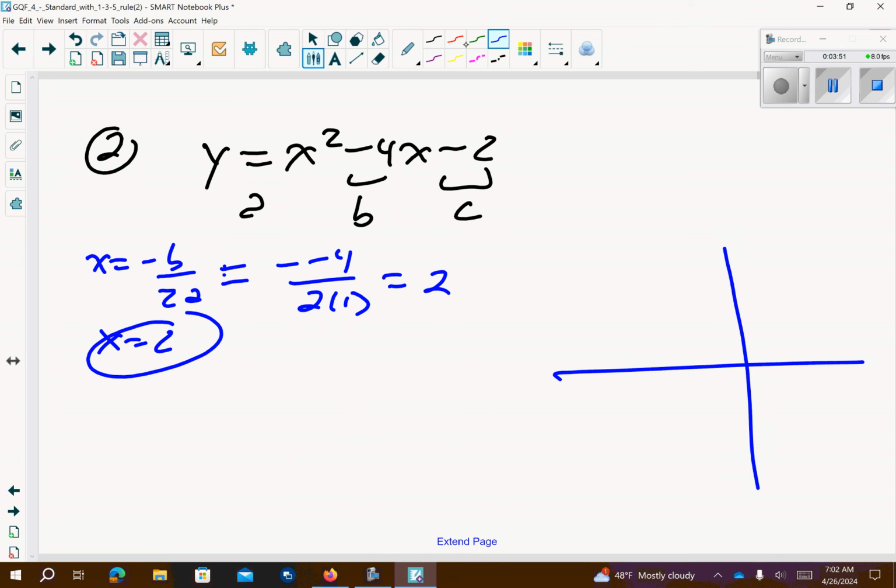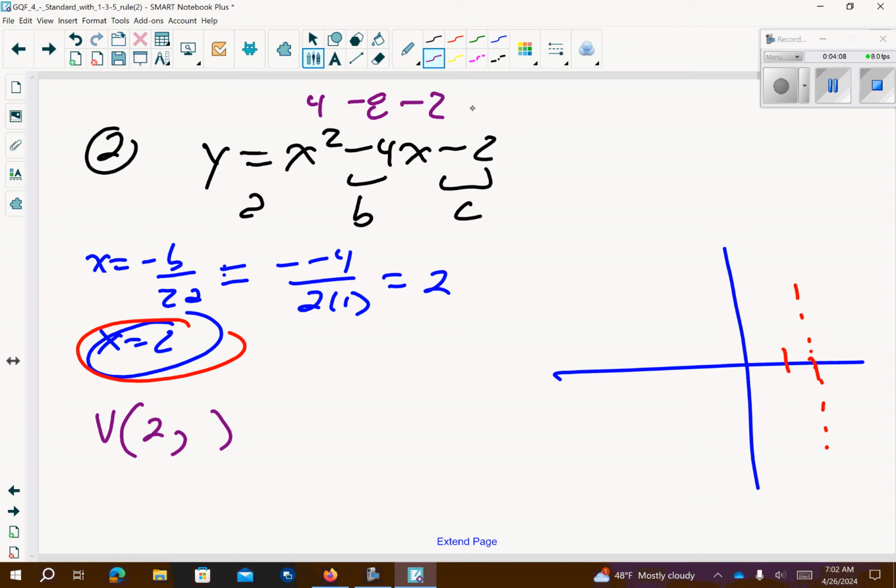So if I draw my xy axis, make that red, 1, 2. There's my vertical component to that. And then I'm going to find my vertex, which is 2, something. Plug 2 in here, you get 4. Plug 2 in here, you get negative 8. 4 minus 8 is negative 4. Negative 4 minus 2 is negative 6.